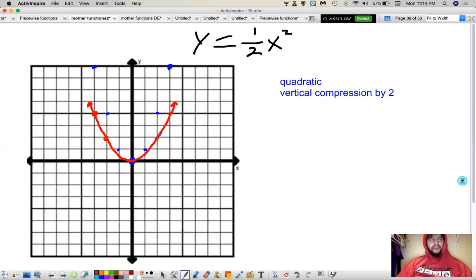Make sure again that I can see your points. All you got to do to stretch or compress is multiply by whatever your factor is. For a vertical one, it is multiply by whatever it is. For horizontal, divide by whatever your factor is. It's just easy as that.